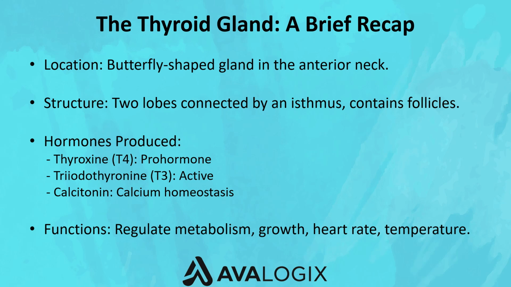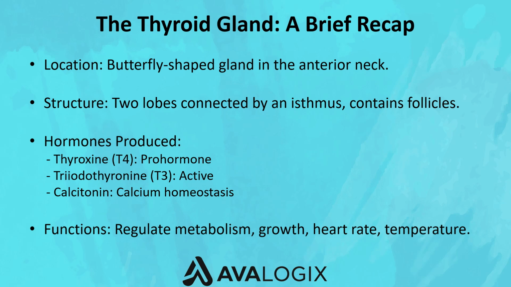Anatomically, it's that butterfly-shaped organ located at the front of your neck, just below the larynx and in front of the trachea. It has two lobes connected by a central isthmus. These lobes are filled with tiny sacs called follicles, and the walls of these follicles are lined by follicular cells. These are the cells that produce thyroid hormones, T3 and T4.